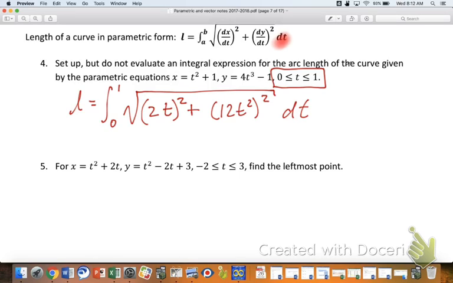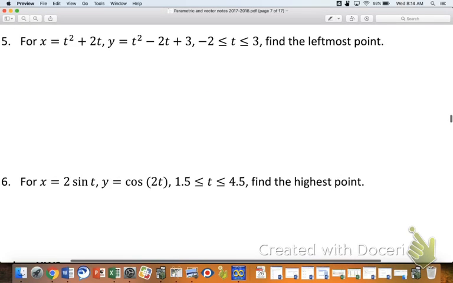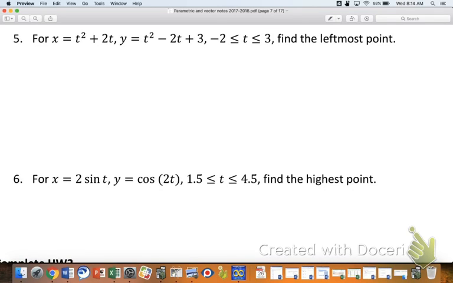Okay. So then number 5, I'm going to let you guys do a little exploring with, but I want to make sure I point out one thing. It says for those parametric equations on that interval, find the leftmost point. Can anyone reinterpret what it means to find the leftmost point? The lowest x value? What's another word for the lowest? Minimum, right? Same thing. So we're trying to find the lowest or the minimum x value on this interval.